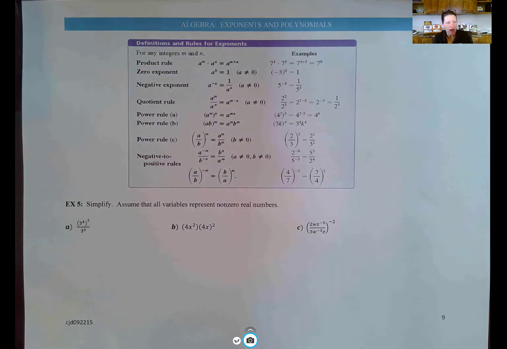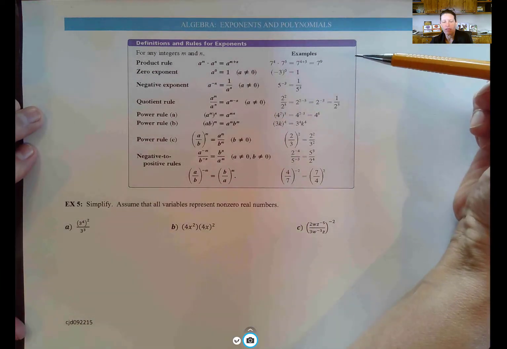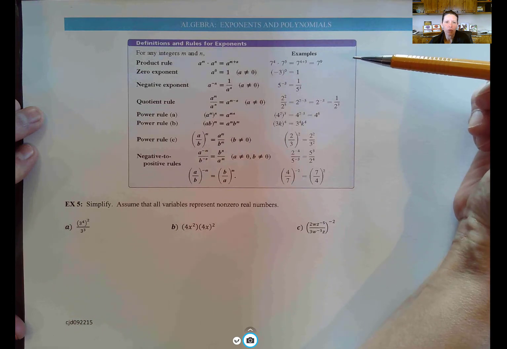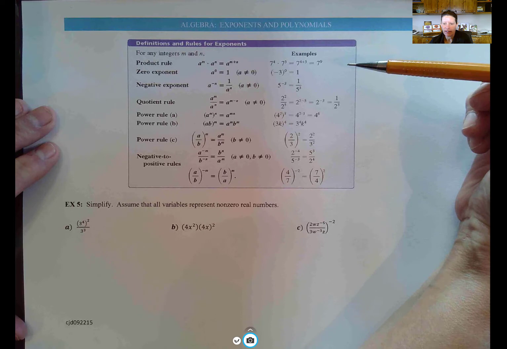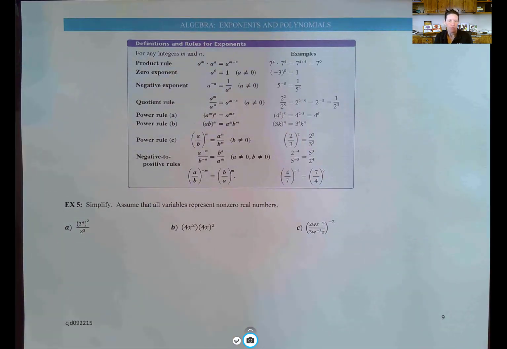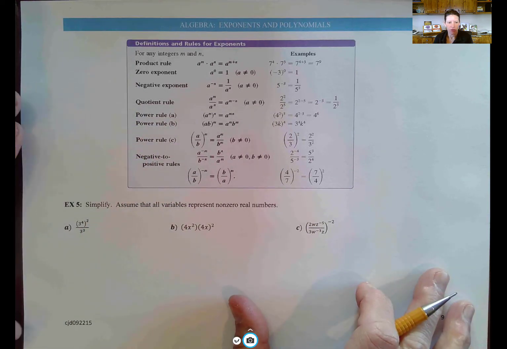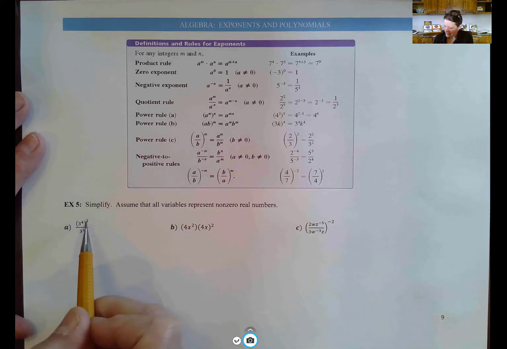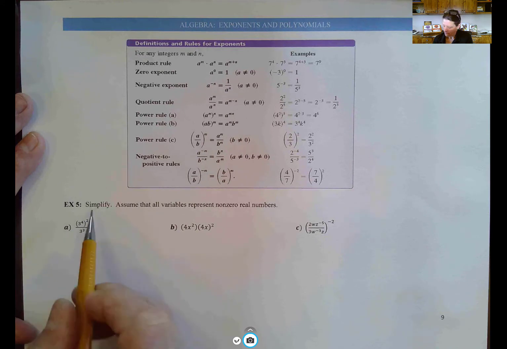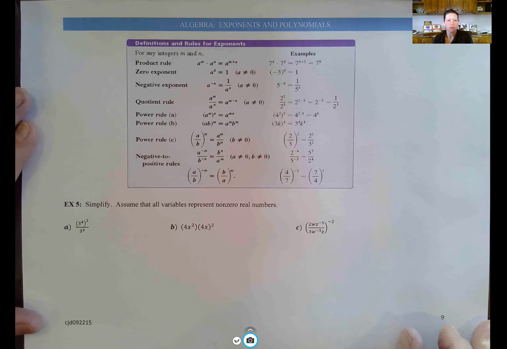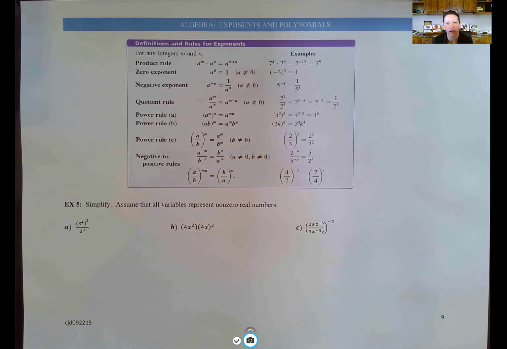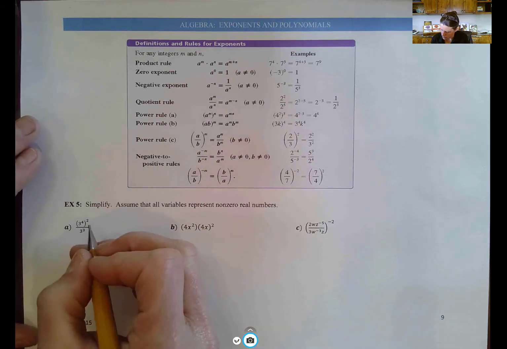And as we summarize our definitions and rules for exponents, here we've got a summary table of all of your rules for exponents that we've learned thus far. So this is a nice page to be able to refer back to, okay? I'm not going to read those to you, just know that you have them at your disposal. In example 5, we're going to simplify. We're going to assume that all variables represent non-zero real numbers, and we're going to use all of the rules that you see above in that table, okay?